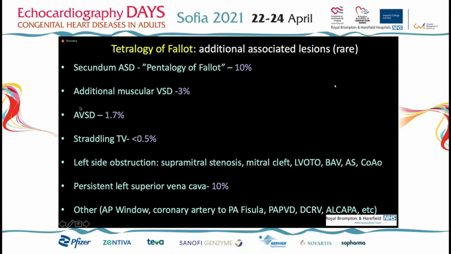Then tetralogy can be combined with atrioventricular septal defects. It's not very common, but it can happen, especially in patients with trisomy 21. We need to look for straddling of the tricuspid valve. That is not very frequent, but it's not impossible. And in that case, the biventricular repair would be much more difficult, or sometimes even impossible. Left-sided obstructive lesions are not very common, and left superior vena cava can happen in approximately 10% of the cases, but many of these conditions can happen.